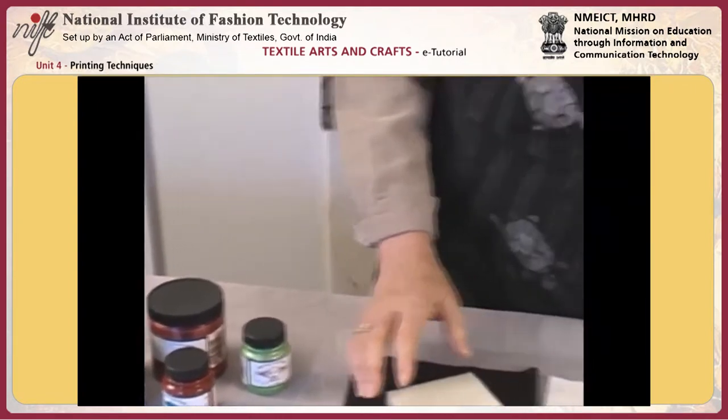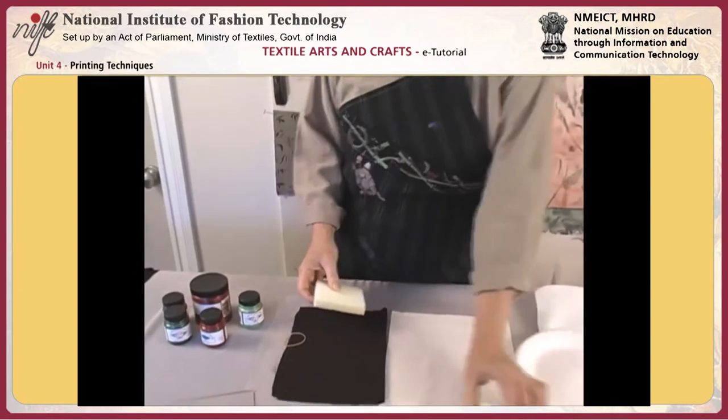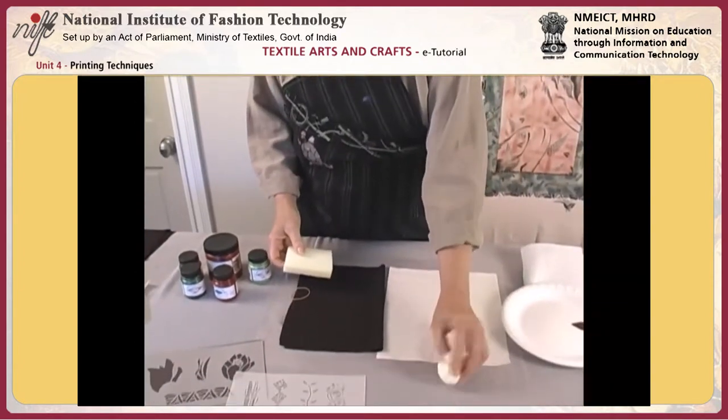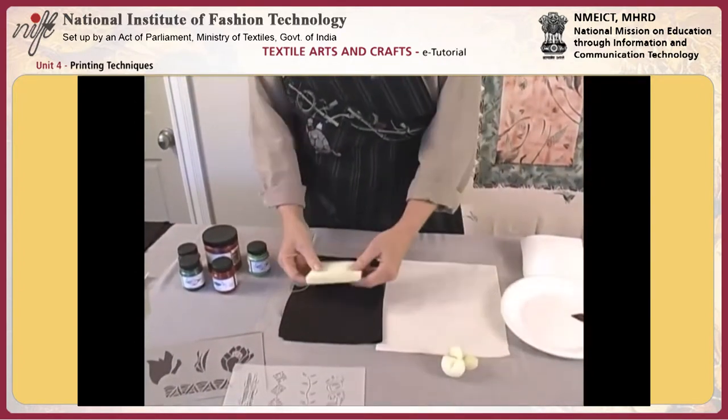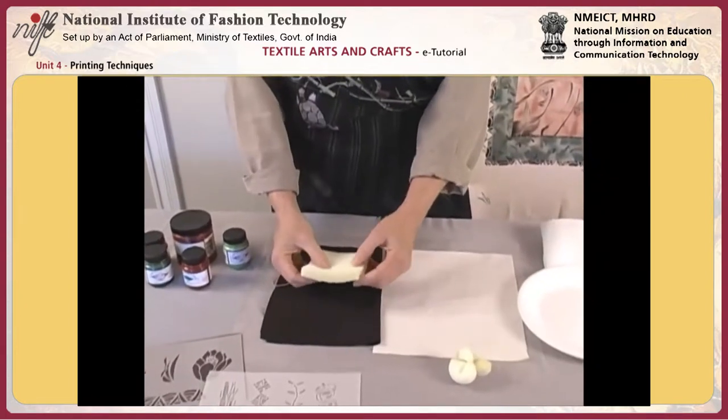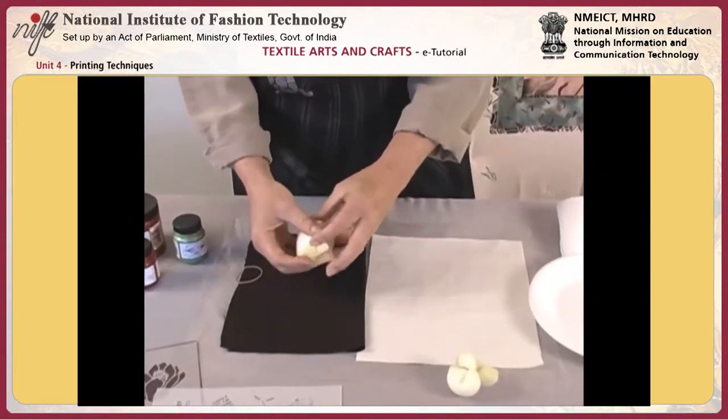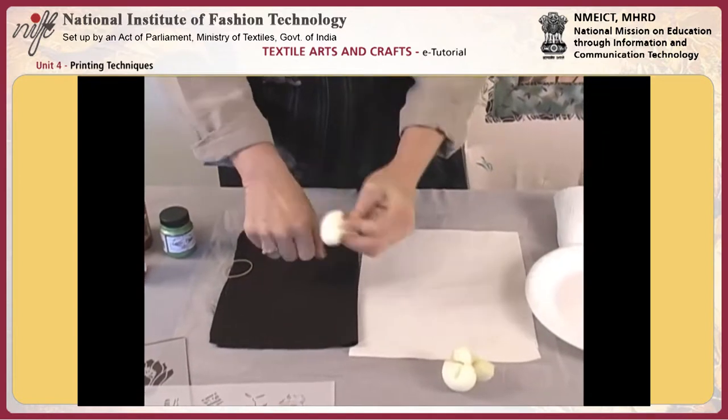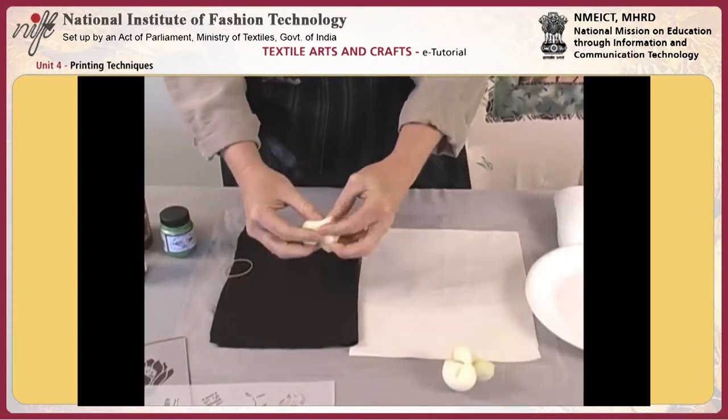So let me show you how I make my sponge. Here's one of my sponges made up. I want to make it into a little dauber. So I'm taking a piece of dense foam like this and folding it up so I get a nice printing surface out of that spot in the center.